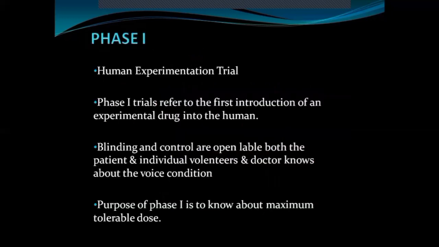Phase 1. Phase 1 is called human experimentation trial. Phase 1 studies are done to find the best dose of the new drug with the fewest side effects. Phase 1 trials refer to the first introduction of the experimental drug into the human. Blinding and control are open label. Both the patient or individual volunteers and the doctor know about this trial. The purpose of this phase 1 is to know the maximum tolerable dose and determine the safety and the dosage.